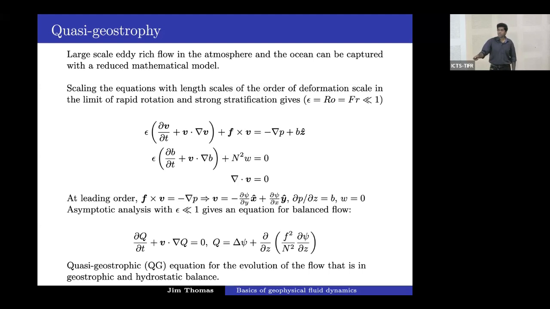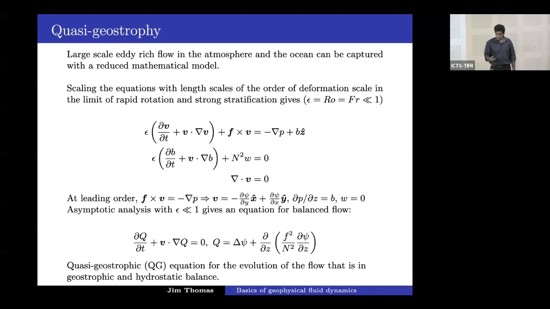So this quasi-geostrophic equation captures the evolution of the balanced component of the flow. If you think of the Boussinesq equations, we have a lot of dynamics in them. This equation captures the dynamics of the balanced component alone, the geostrophic and hydrostatic balanced component. The time evolution of that can be approximated by this equation in the limit of rapid rotation and strong stratification, so the Rossby and Froude numbers are small. So that's the QG equation.